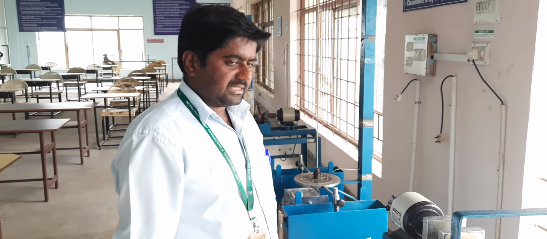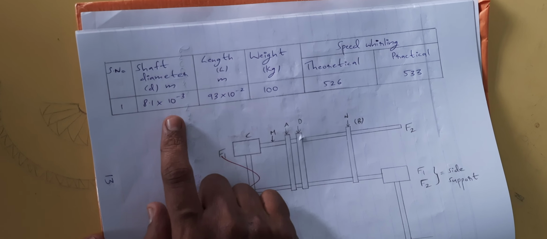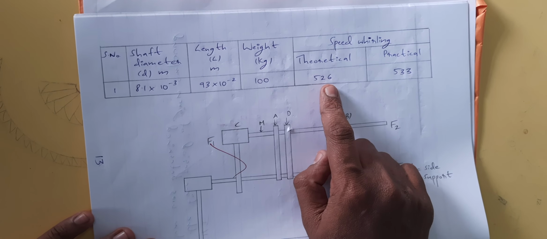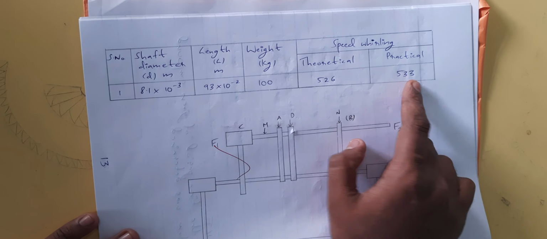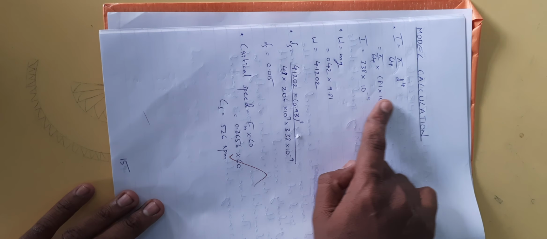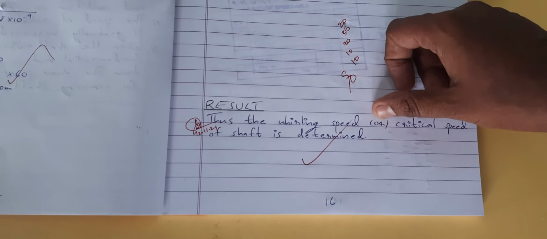and the calculations are done here. The reading is noted here, the speed is noted here. This is the theoretical speed of the shaft, and here is the practical speed of the shaft, and the calculation is done using this formula, and the result is taken for the experiment.